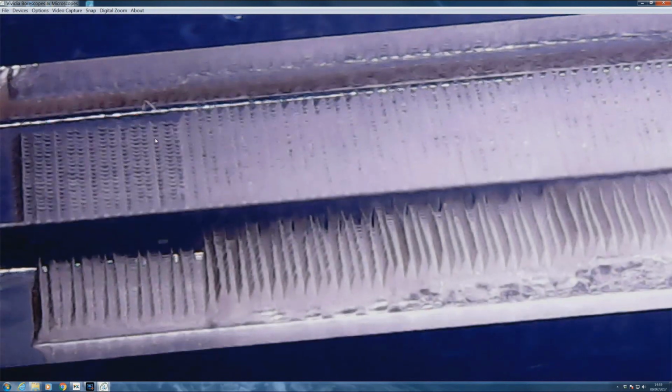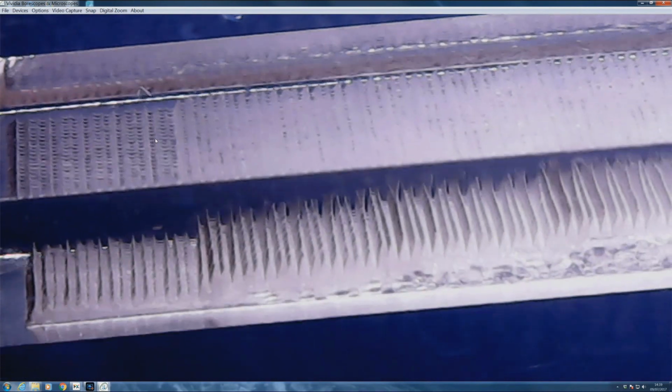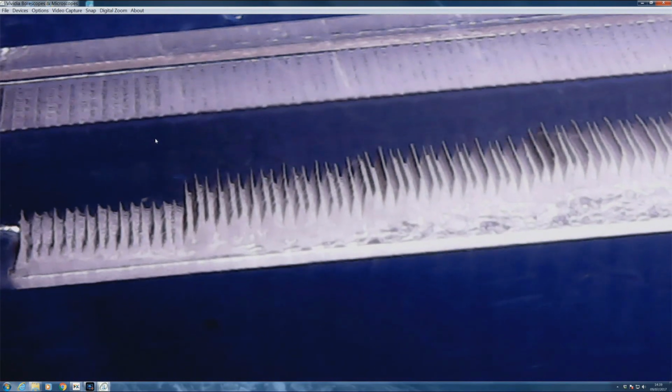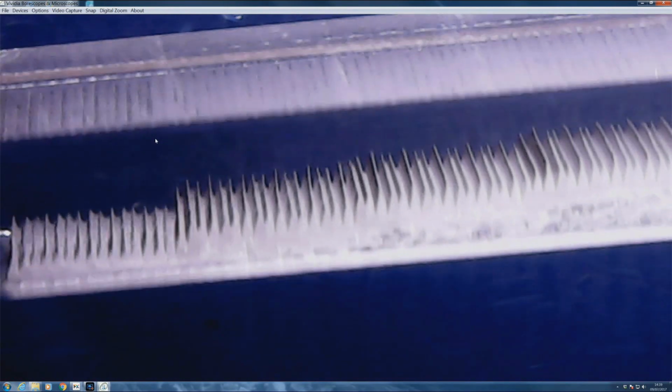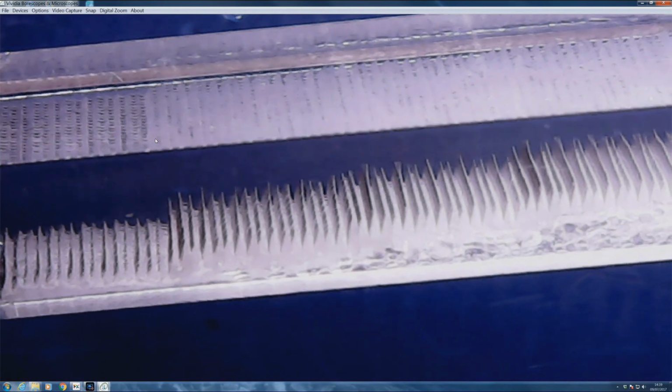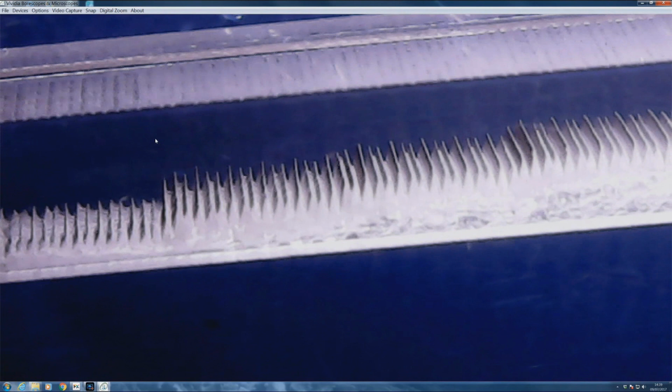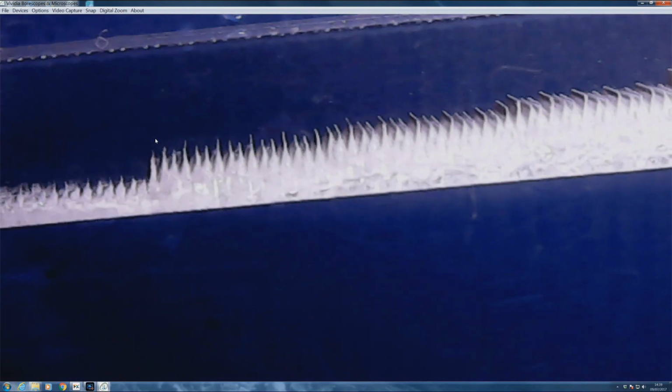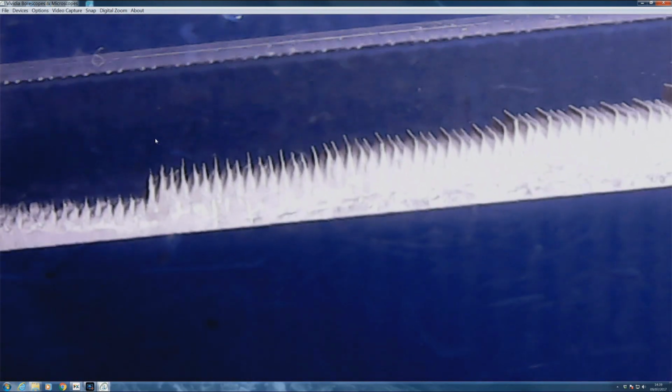Well, here's what it looks like at 25 millimeters a second when we look through the side. Again, we've got no aliasing that I can detect there. We've got complete rows of little soldiers, and they're very sharp peaks.